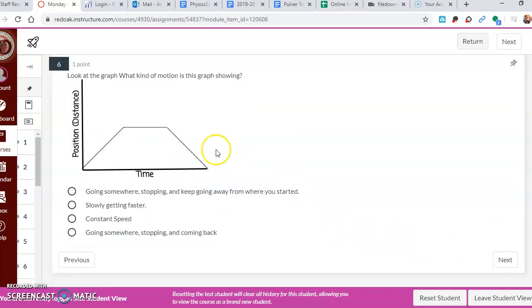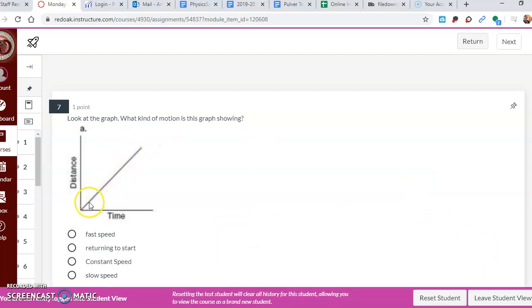Next one. This one is showing a constant speed, and then remember, when the line goes completely horizontal, that means they stopped. Their distance stopped, but their time went on. And then they went back to where they started. So this is going somewhere, stopping, and coming back to where you started.